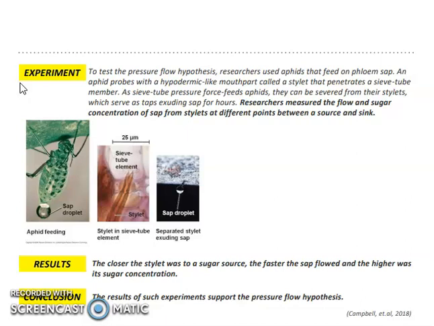Then what is the result that can be obtained from this study? The closer the stylet was to the sugar source, the faster the sap flow, and the higher was its sugar concentration. The conclusion for this study is stated in this slide. The results of the experiment support the pressure flow hypothesis.